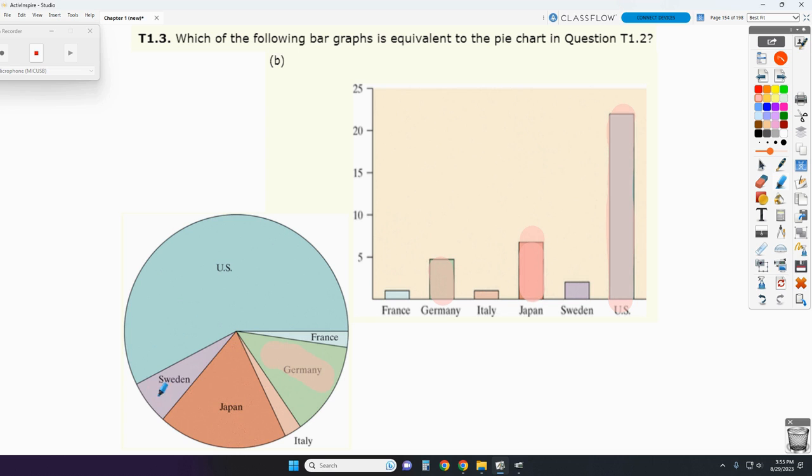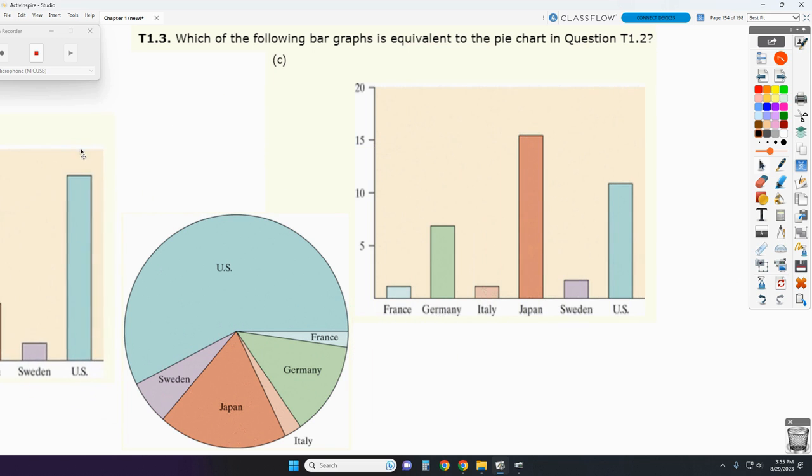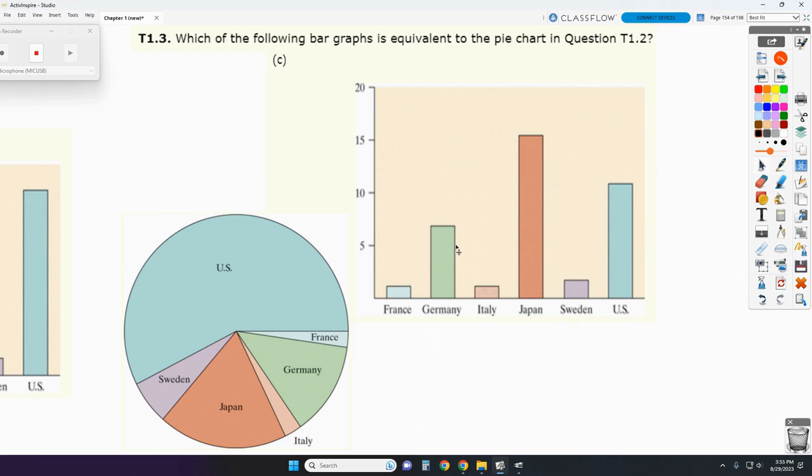What's next? Sweden. Does Sweden look like it's next out of the remaining? It does. France and Italy, they look like they're about the same, and yeah, that looks pretty good, I think. Now, I didn't verify with any numbers here if this really matches up. So what I want to do is save B. I'm going to put it off to the side here. And then look at C.